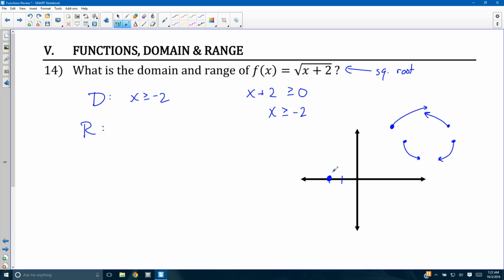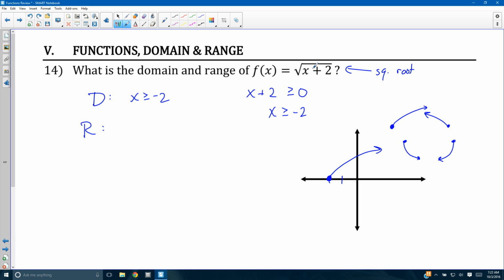And the question is, from here, does it go up or does it go down? Well, this is based on whether or not your square root function is positive or negative. It's positive, so it's going to be going up. And it's going to be going up from here. It's going to be going up forevermore. You can never get any negative values out from here.